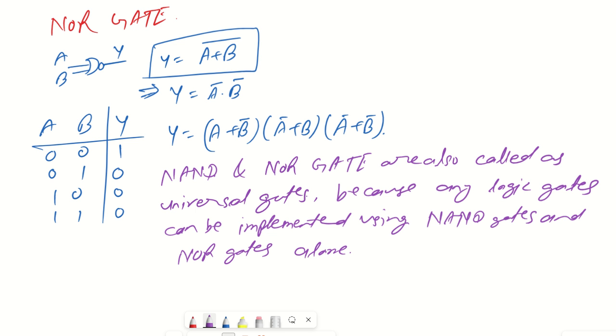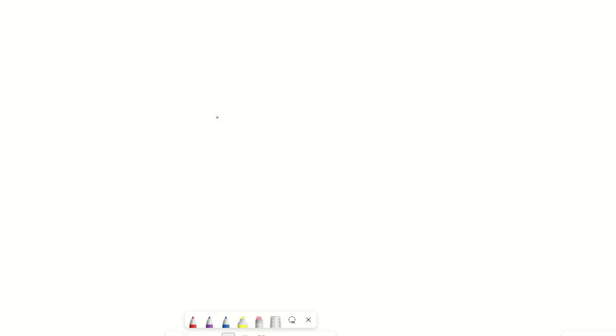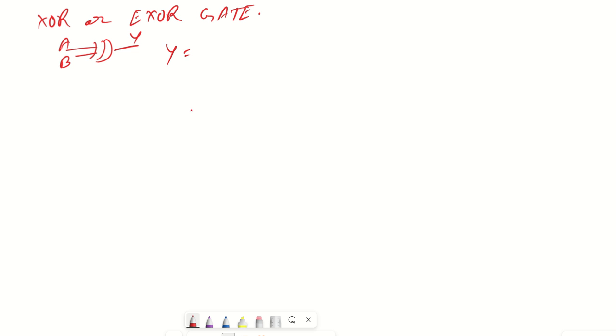Now we'll talk about another very important gate, which is called the XOR gate. So let us talk about the XOR gate. The symbol is like this. Let us say we have inputs A, B and the output is my Y. So Y is written as A XOR B. XOR is actually a plus sign with a circle around it. Let us talk about the truth table.